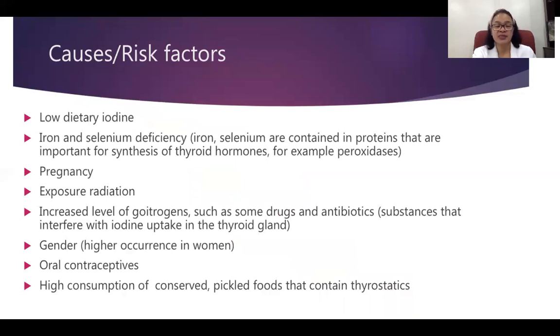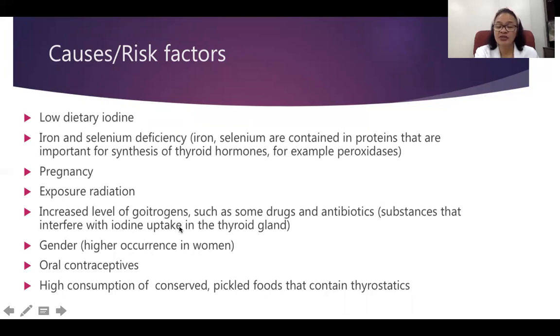So what could be the risk factors or even the causes for this endemic goiter? Definitely low dietary iodine, even the deficiency of both iron and selenium, because these two are very important also for thyroid hormone synthesis. Pregnancy, there's an increase in the requirement during pregnancy, so you need to give 200. And then radiation can cause that.